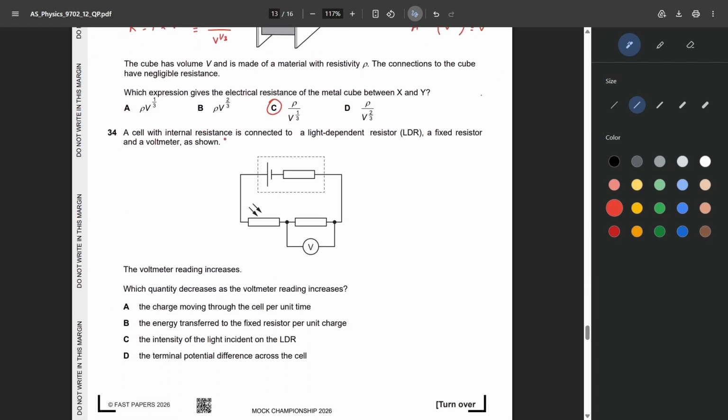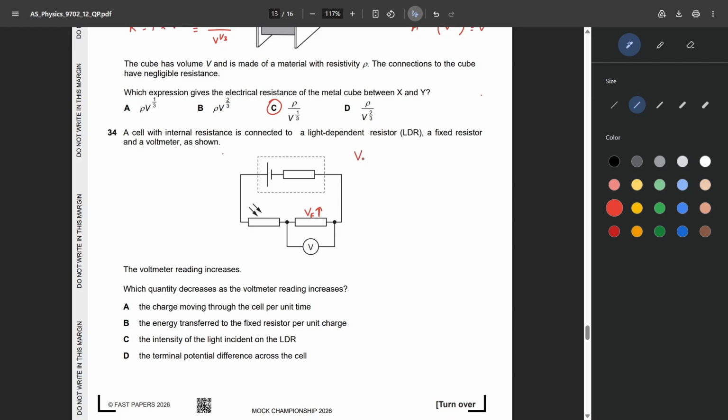A cell with internal resistance is connected to a light-dependent resistor, LDR, a fixed resistor, and a voltmeter, as shown here. The voltmeter reading increases. Which quantity decreases as the voltmeter reading increases? Okay, so which quantity decreases as the voltmeter reading increases? Now, if the voltmeter reading increases, the potential difference across the fixed resistor increases, right? So let's call that VF, voltage across the fixed resistor.